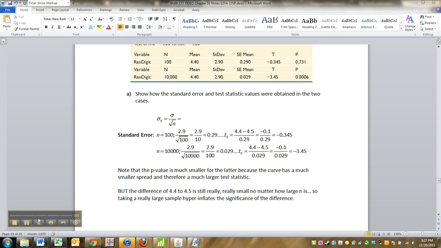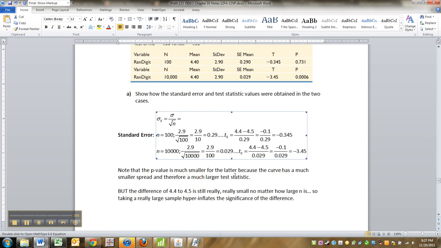Okay, so now that we have these values, let's just make a note right here that the p-value is much smaller for the latter because the curve has a much smaller spread and therefore a much larger test statistic. Let's think about that for a second. So notice the p-value on the second one is 0.0006, but the p-value on the first one is 0.731.